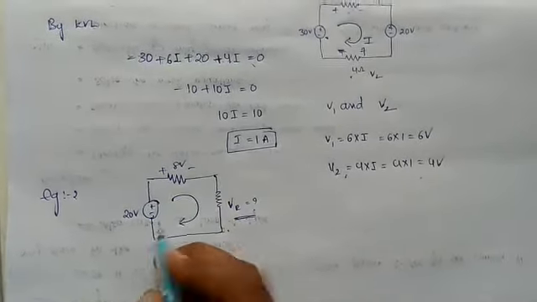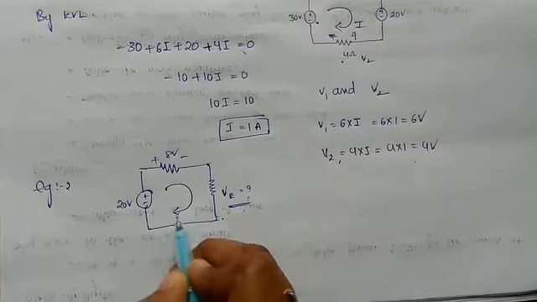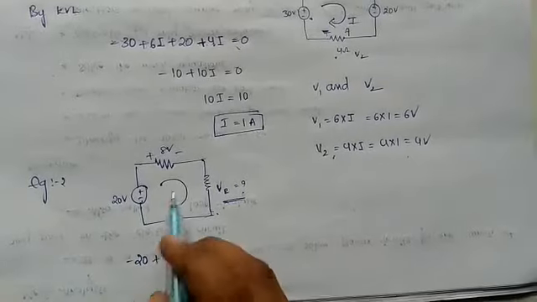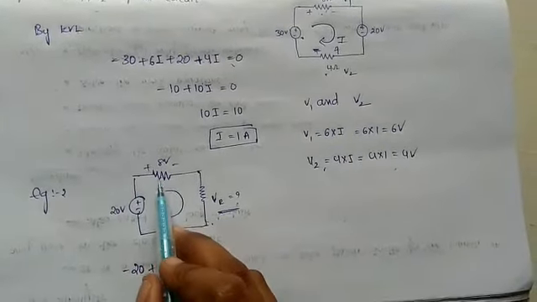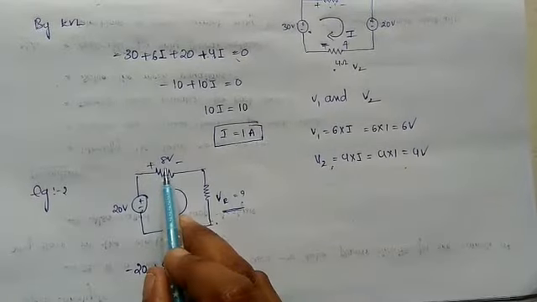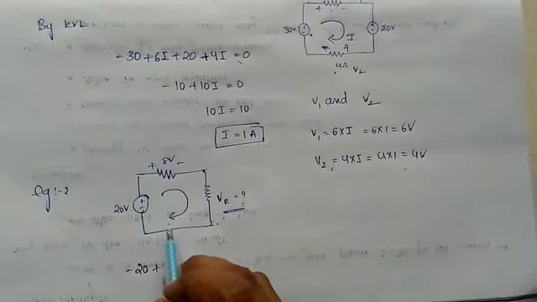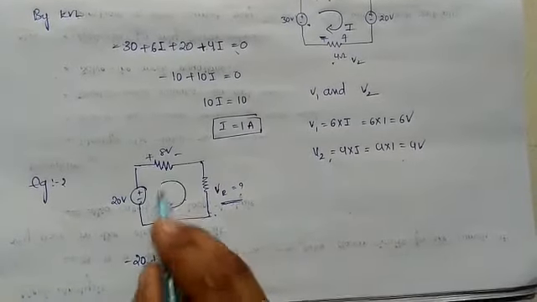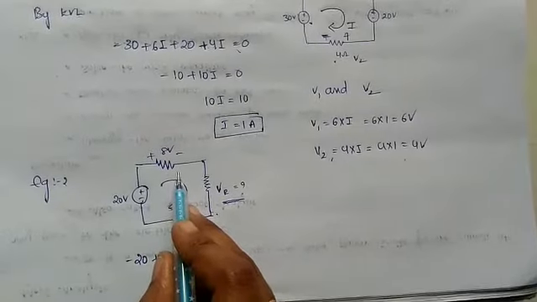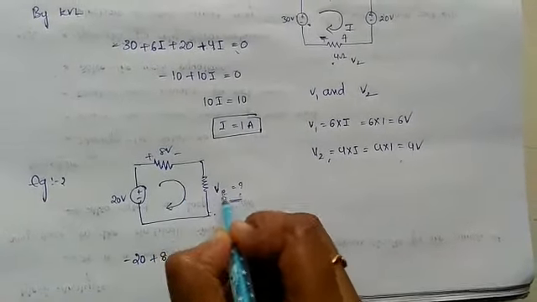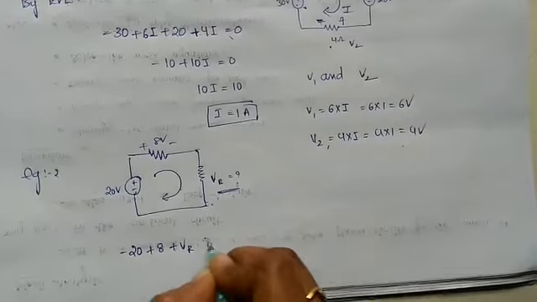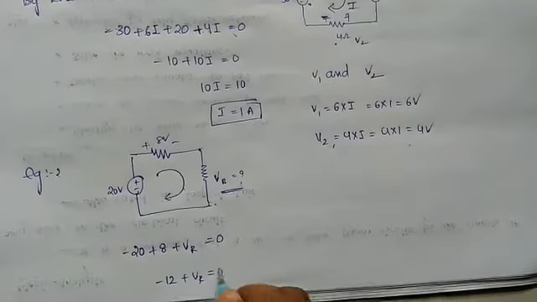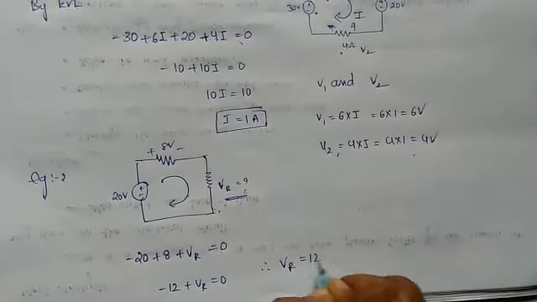When we are writing the KVL equation in clockwise direction, first of all minus 20 plus 8. We are writing directly 8 here because they did not mention the resistance value here. They directly gave the voltage. So we did not consider any current also, as they have given the direct voltage value. This is plus 8 volts. And again this is plus VR is equal to 0. Then minus 12 plus VR equal to 0. Therefore VR is equal to 12.